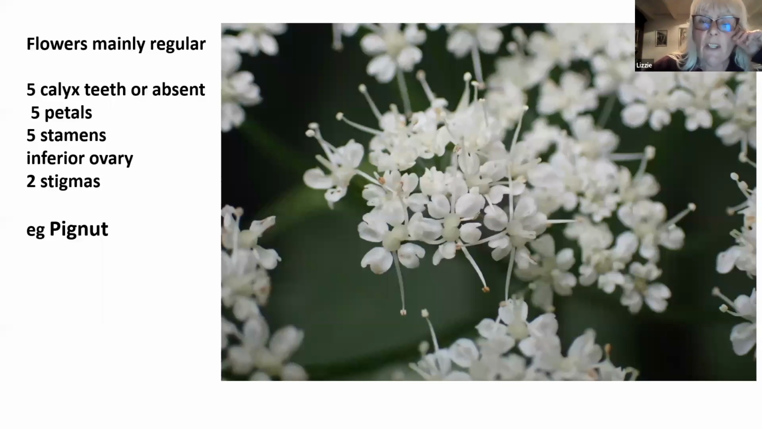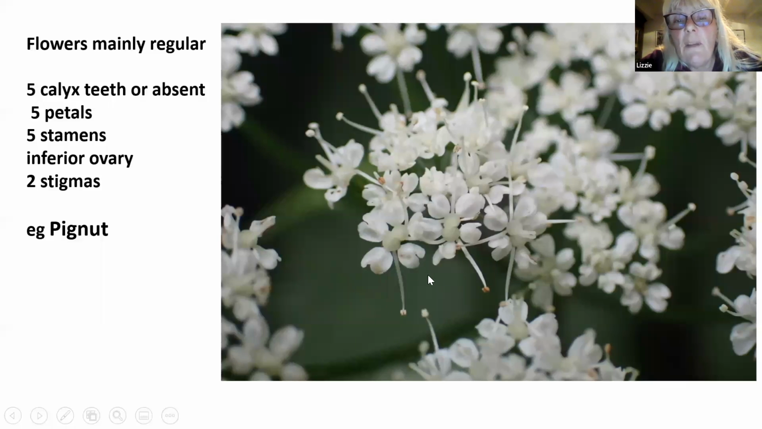So let's look at the flower structure. And again, the whole lot of the flower is condensed into these tiny little structures. So this is pignut, and here are the little rings of flowers, and the anthers, the stamens coming out here, 5 stamens, 5 petals, and 2 stigmas, which it looks like possibly 2 there. It just gives you the general idea of how small these flowers are.